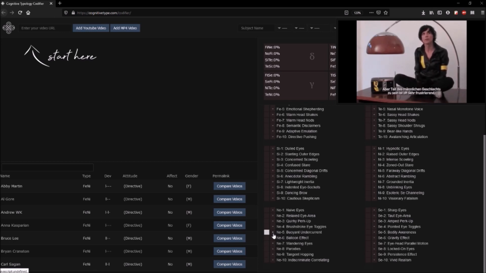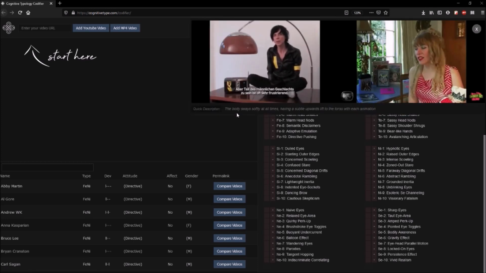In the case of any, there is levity. So what I mean by levity is buoyancy. With any 5, it reads here that the body sways softly at all times, as you can see here in Chris Corner, having a subtle upwards lift to the torso with each animation. And it's very subtle, but I want you to look at his torso and the way he's rocking. And there's this hopeful little lift to the torso, like right there. You saw that? Almost as if it had a little bit of helium inside of it.